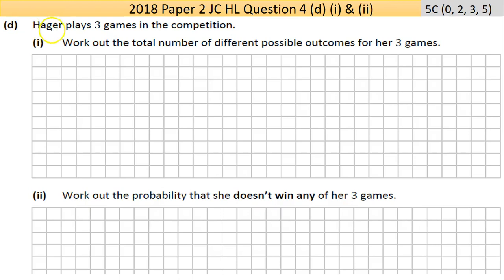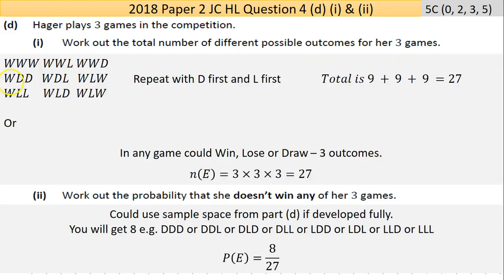Now, part D here says Hager plays 3 games in the competition. So they've upped the ante here. It was 2 games up to now. And it says work out the total number of different possible outcomes for her 3 games. Now there's different ways of approaching this as well. The simplest would be to literally physically write out all of them, and I've kind of done that here.